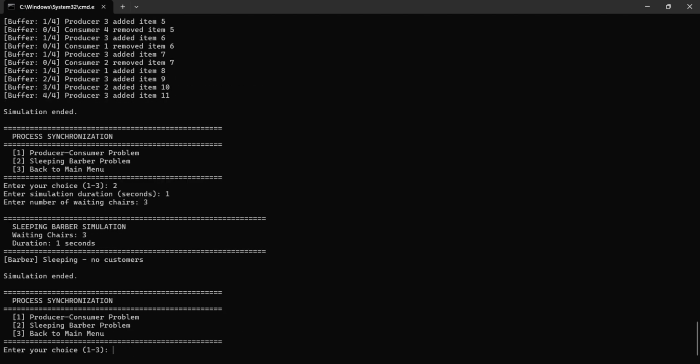The second synchronization example is the sleeping barber problem. This scenario models a barber shop where customers arrive randomly and may either receive service or wait depending on seat availability. Through visualization and simulation, users can observe how synchronization techniques coordinate process execution while preventing conflict and maintaining system stability. And this is the output of the sleeping barber.